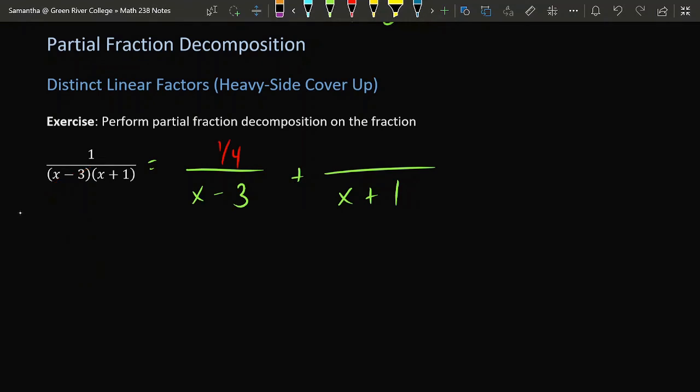Likewise, for the second fraction, the denominator zeroes out when x is equal to minus 1. So going over to the left side, the Heaviside side, we'll cover up the x plus 1 factor and plug x equals minus 1 into what remains. So having done that, we get the number negative 1/4, and that's the coefficient on the second fraction. That's the Heaviside cover-up method. It can only be used when you're decomposing a rational function where the denominator contains linear factors with no repeated factors.